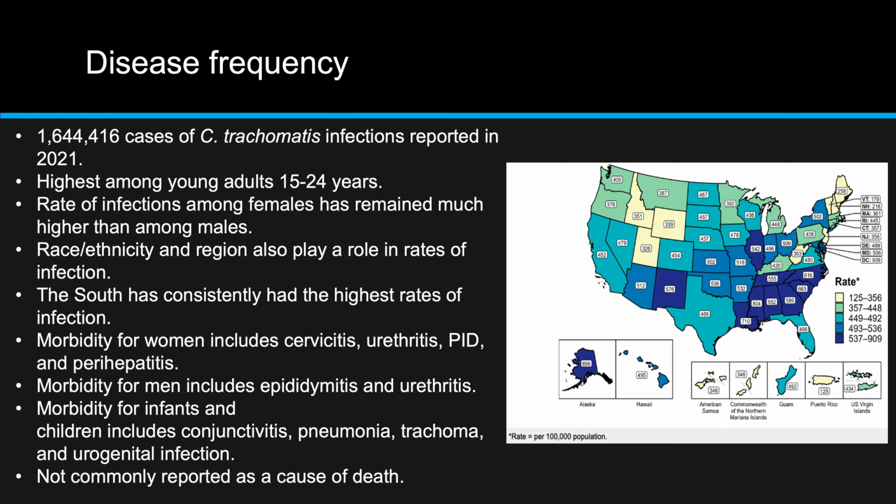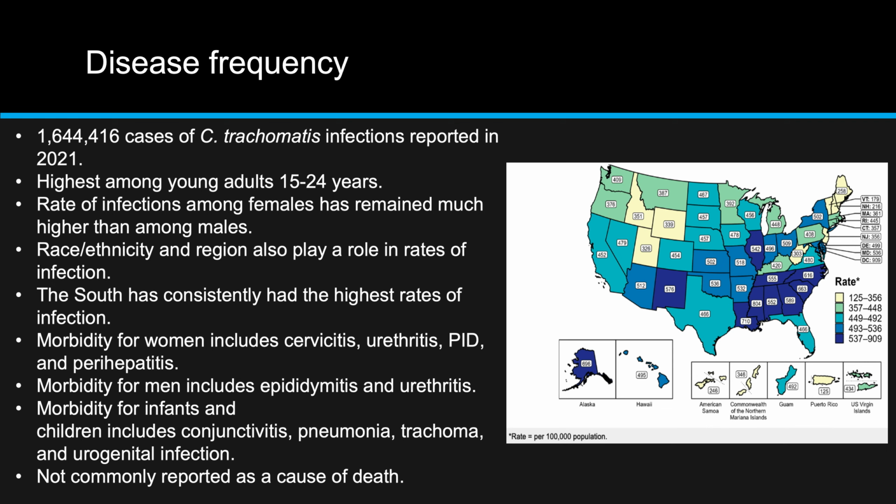Chlamydia trachomatis is the most commonly reported bacterial infection in the United States. In 2021, 1,644,416 cases of Chlamydia trachomatis infections were reported to the CDC, making it the most common notifiable sexually transmitted infection in the United States for that year. Rates of reported cases are highest among young adults in the age group of 15 to 24 years. The rate of infection among females has remained much higher than among males. Females are believed to be more likely to be screened than males.